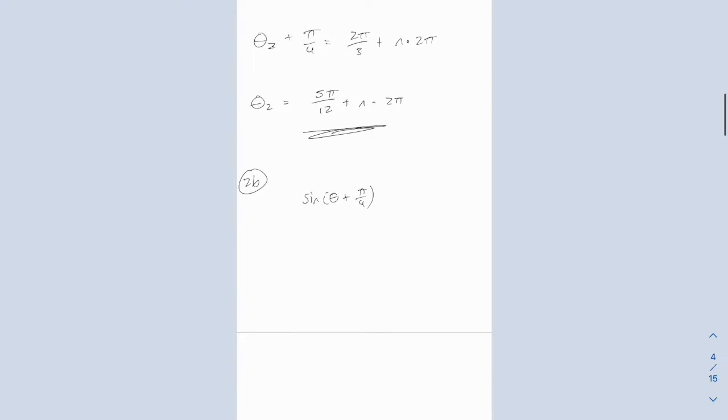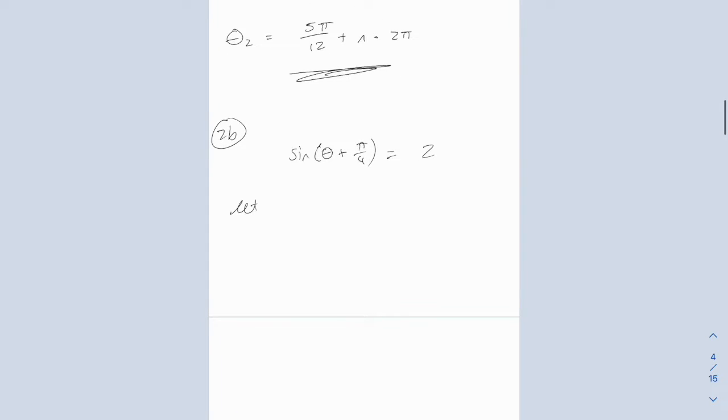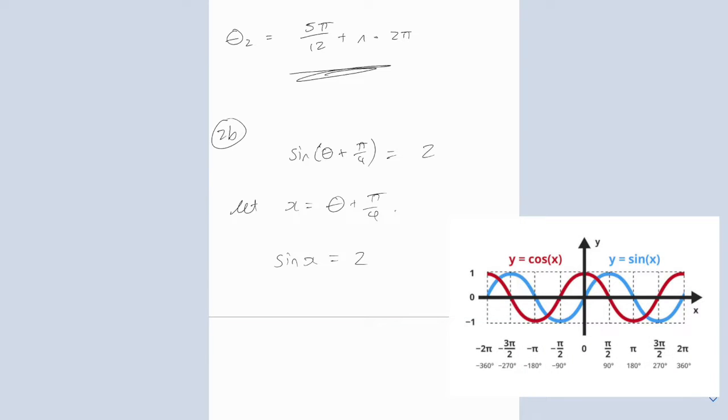So we just put 2 on the right hand side. And what happens when we put 2 on the right hand side is they're trying to pull a little sneaky on us, but we're not going to let them. Let's say this: let x equal theta plus pi over 4. So sine x is equal to 2. Sine x equals 2. But think about it. Look at the graph that's on the screen now. Give it a pause if you need to. What do you notice about the properties of sine?